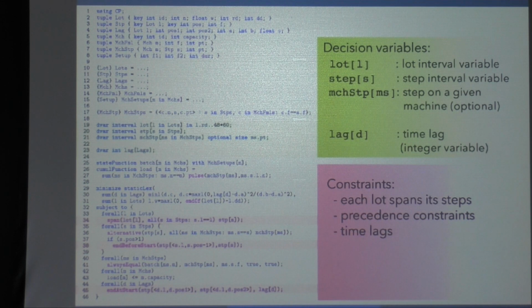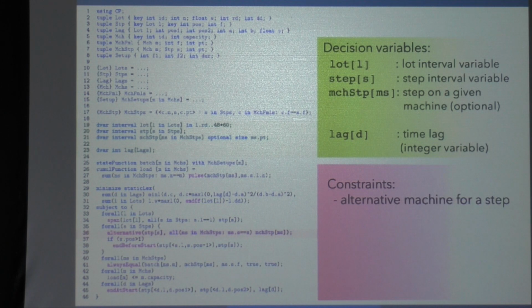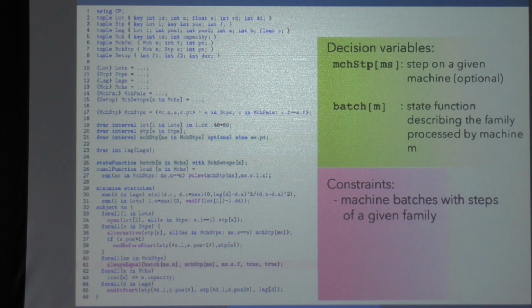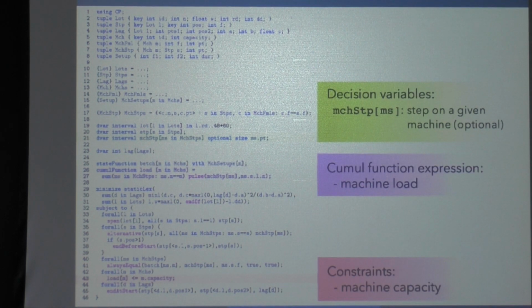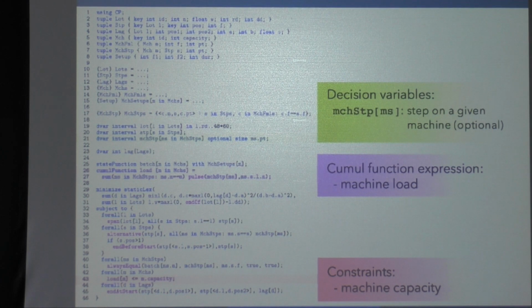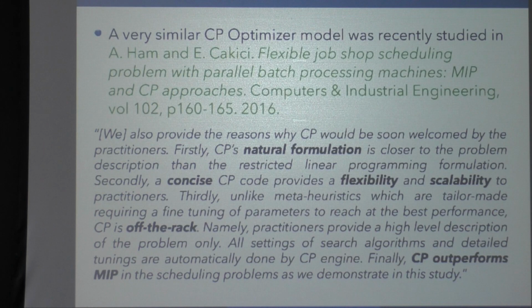And then you have the alternative that says a given step must be executed by one of the possible machines. And then you have the constraint we have seen a little before for the batching machine. The batch is always used with this always-equal constraint on the state function, and then the cumul function, which represents the maximal number of wafers that you can execute simultaneously on the machine. That's all. And it works very well.